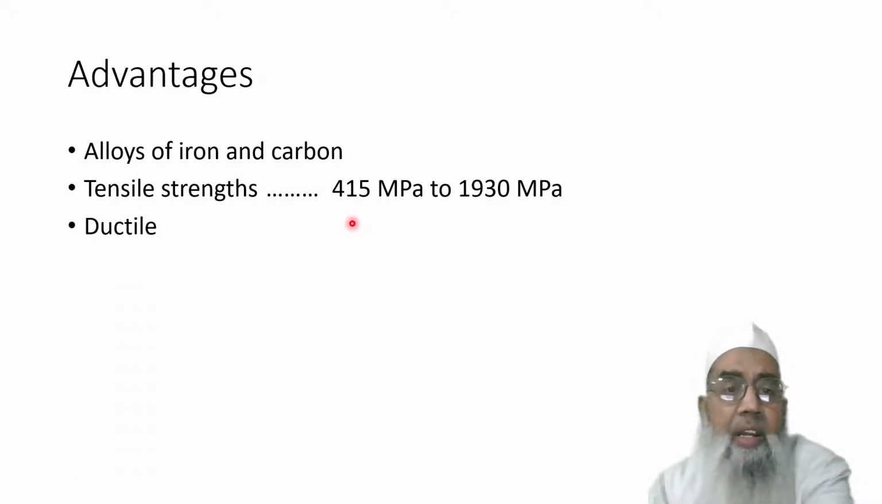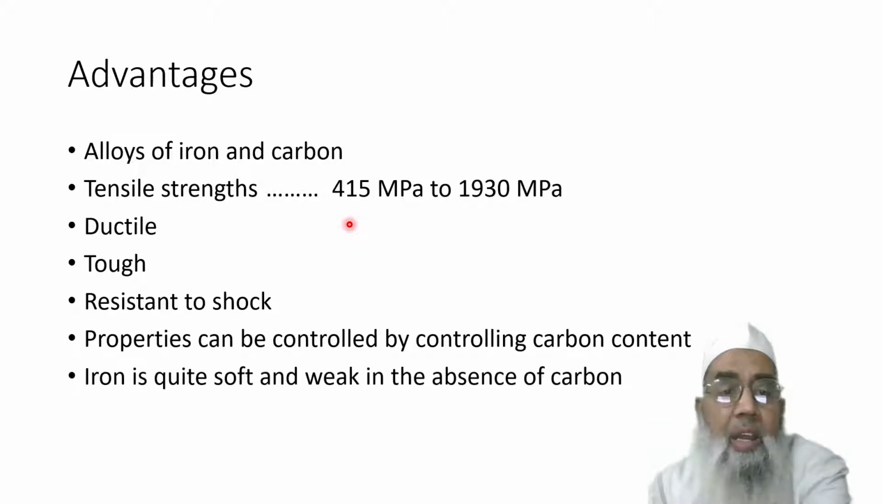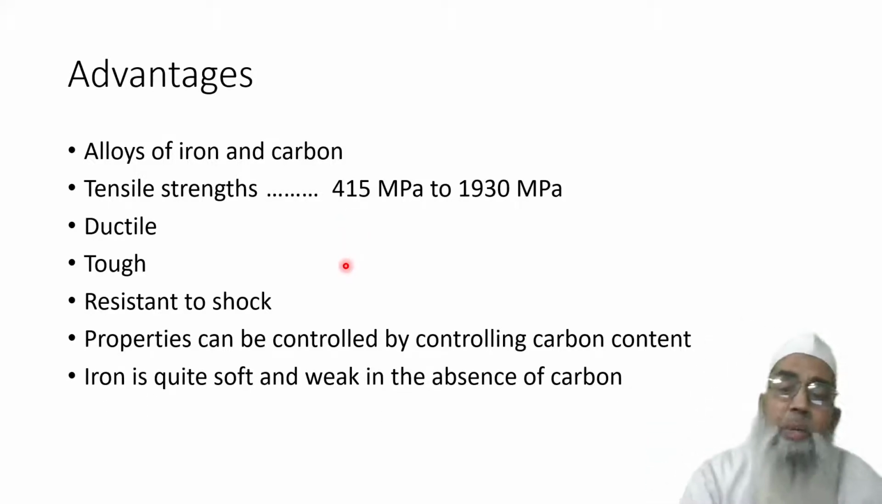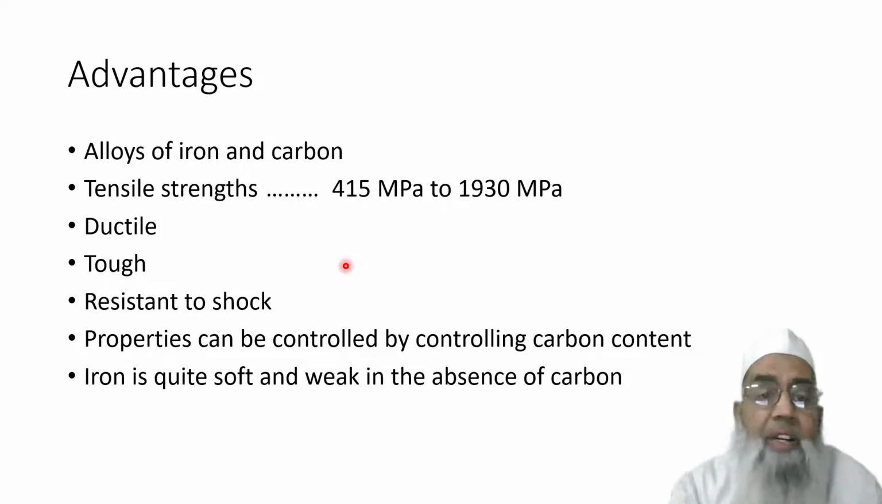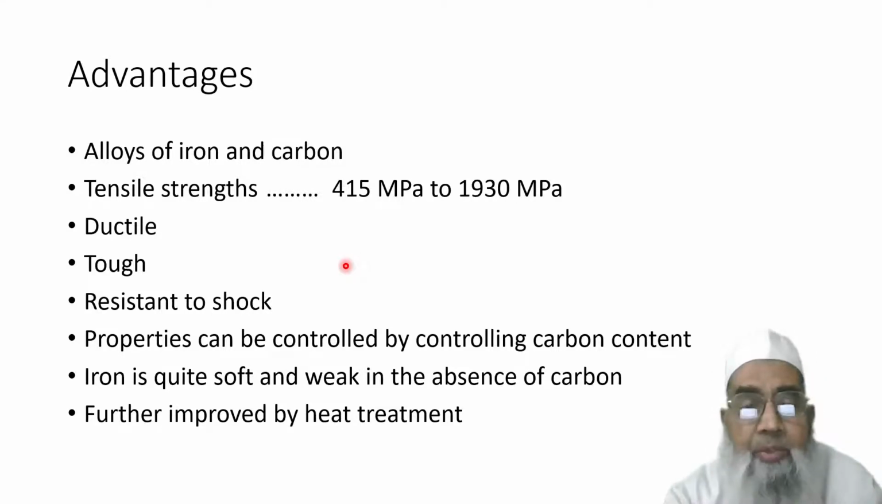and it is ductile, tough, and resistant to shock, and properties can be controlled by controlling carbon content. Iron is quite soft and weak in the absence of carbon, but with the addition of carbon it gets hardened and strengthened. And further improvement can be done by heat treatment.